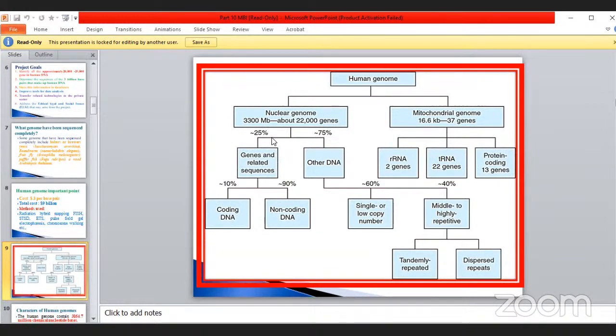But you practice it yourself, because it is one of the calculating methods, and they also asked mathematical questions. So 100%, 22,000 you put. Then 25% and 75%, how much, you have to calculate. From the 25%, you have to calculate 10% and 90%, coding DNA and non-coding DNA. The 75% you have to split into 60 and 40. That's all. These 4 questions you must answer. So tomorrow you have homework.